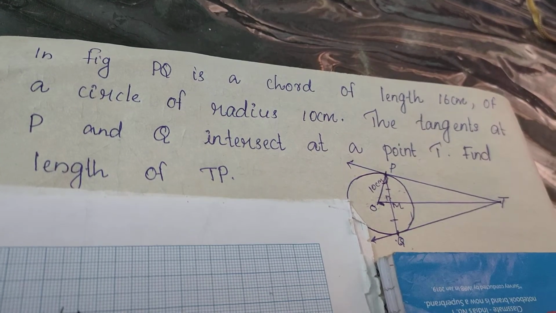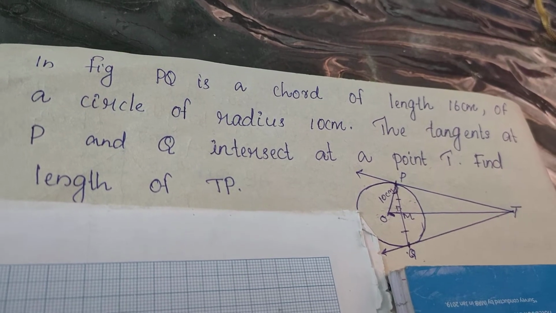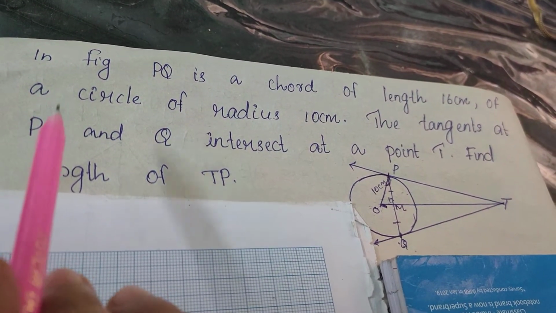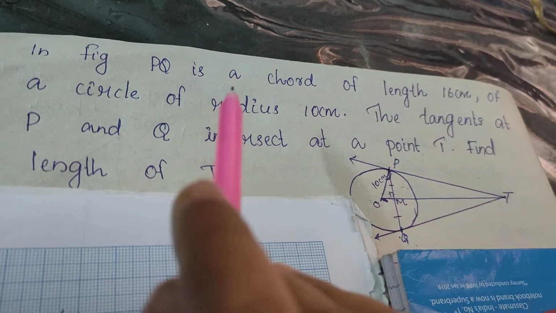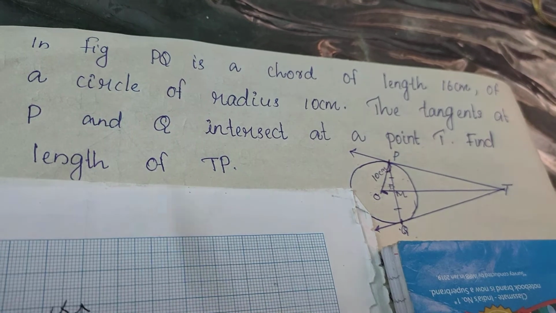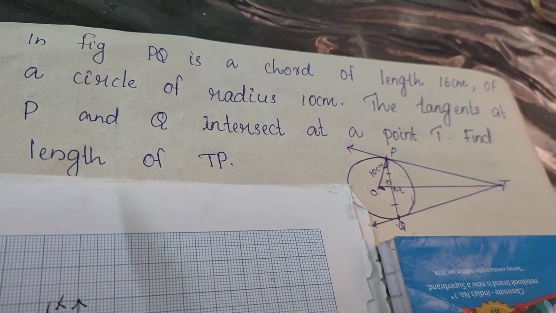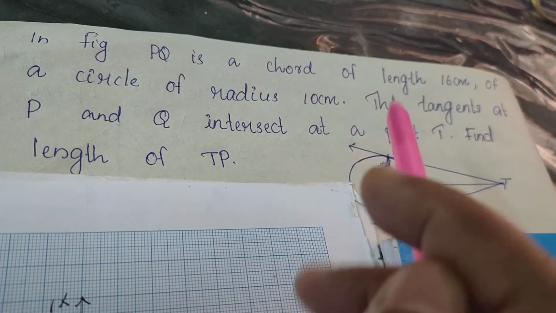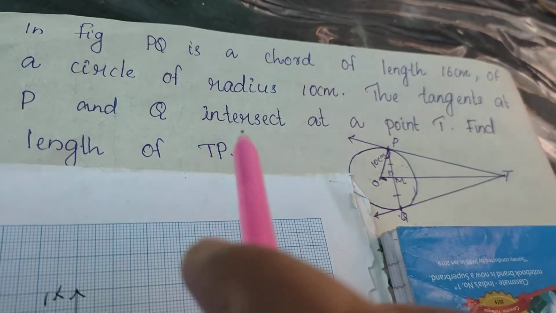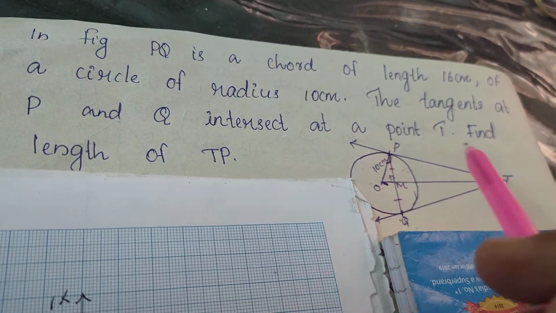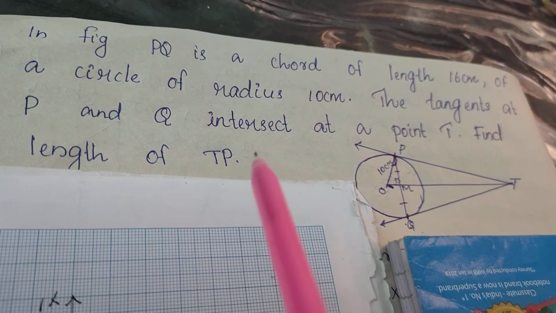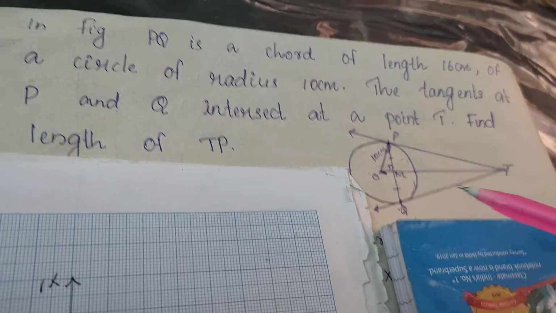Hi students, in this video we consider another problem. Let me read the question. In the figure, PQ is a chord of length 16 centimeter of a circle of radius 10 centimeter. The tangents at P and Q intersect at a point T. Find the length of TP.